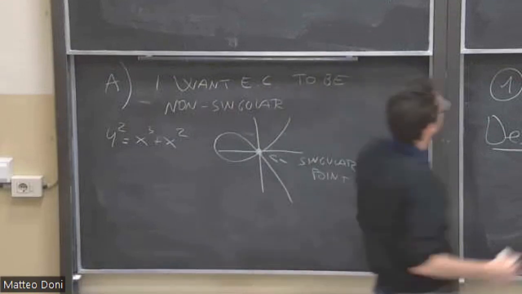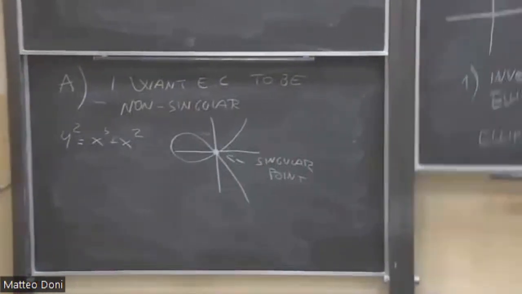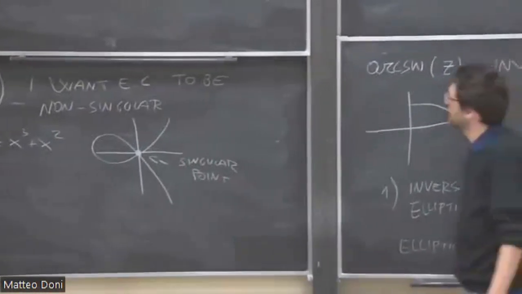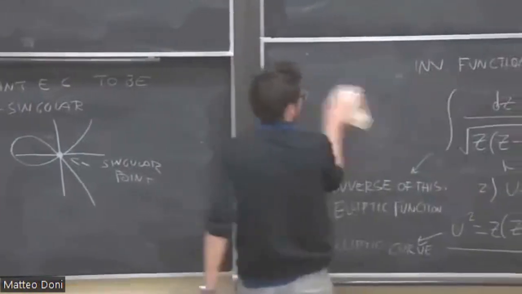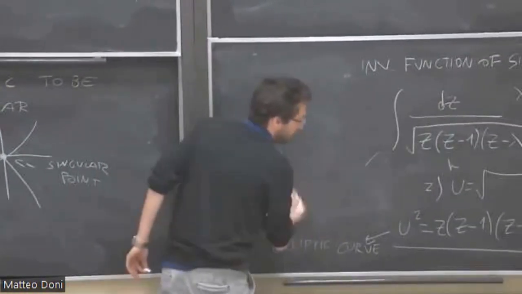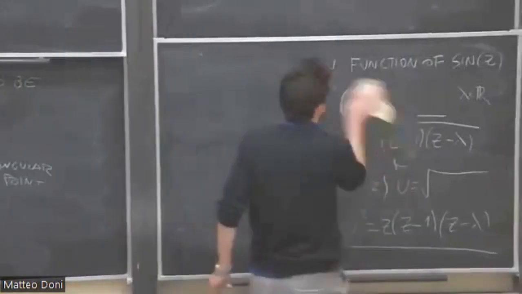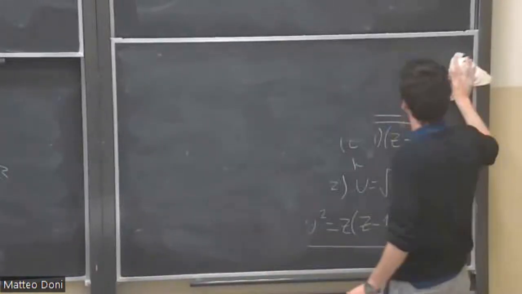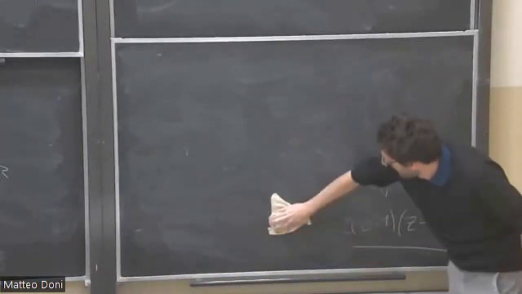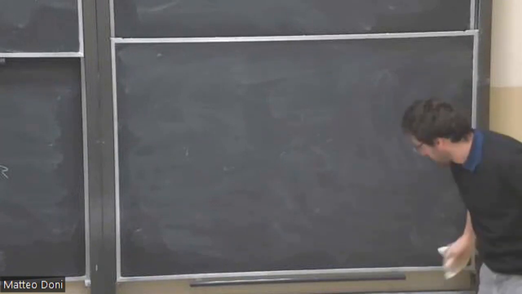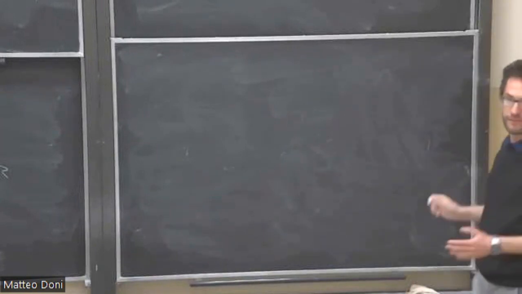The second thing that I want to mention about the definition of elliptic curves is that, again, just like almost everything in algebraic geometry, actually, when I'm considering the curve, I need to consider the projective version of this curve.